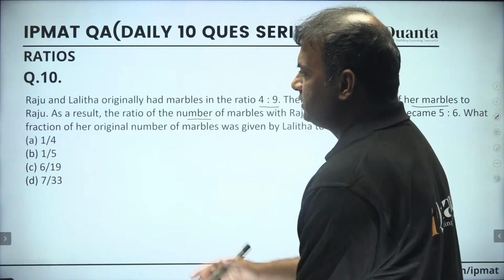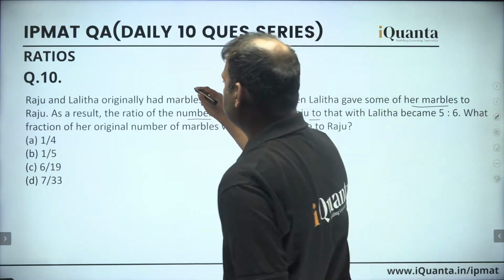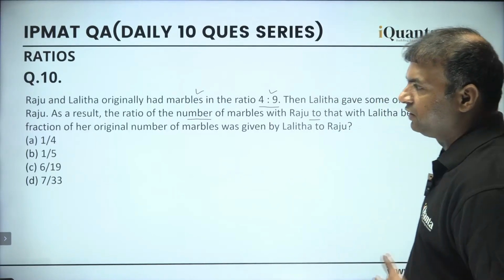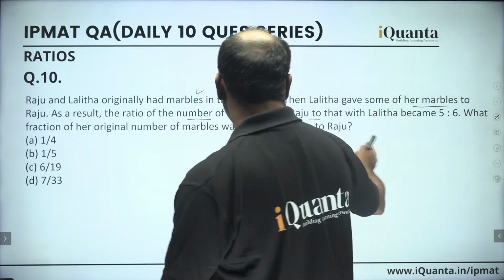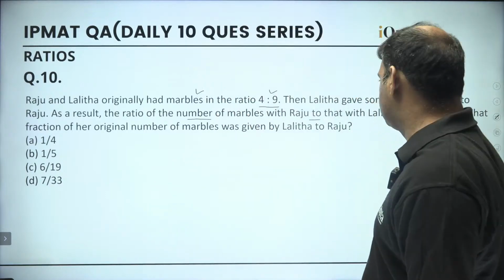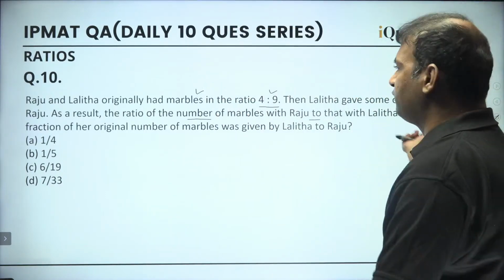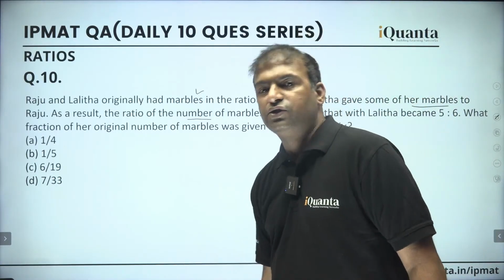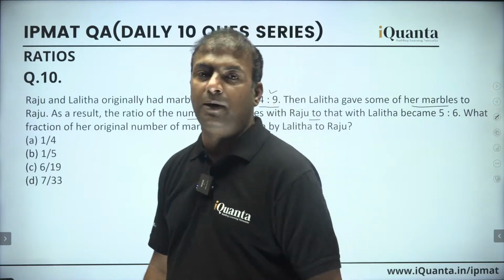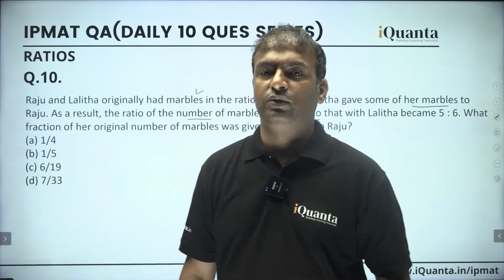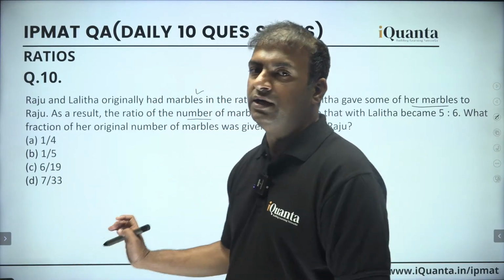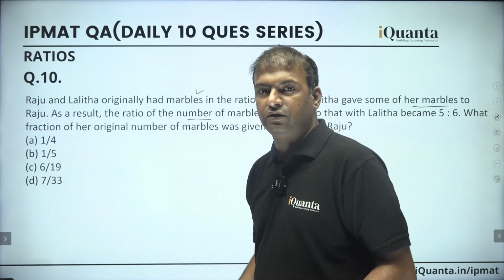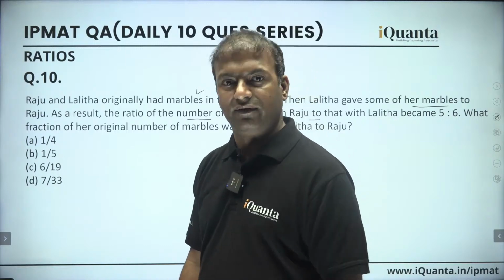Alright, let's see this again. Raju and Lalita originally had some marbles in the ratio of 4:9. Lalita gave some of her marbles to Raju. As a result, the ratio of the number of marbles with them now is 5:6, right? So we need to find the fraction of her original number of marbles was given by Lalita to Raju. Since we do not have much information about the numbers, we only have the information about the ratios, right? That's why they cannot ask the exact number of anyone. They can only ask the fraction or the ratio. Means they can only ask the relative information, right?